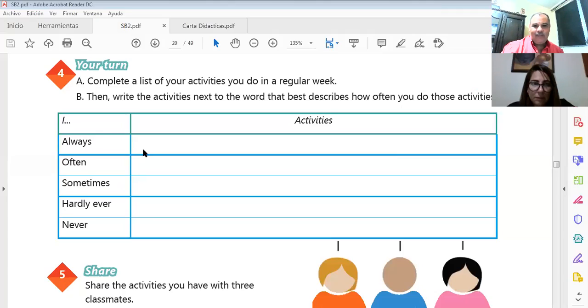Aquí, eso es lo mismo que usted tiene que hacer aquí, Eunice. I always, y lo que me dijo. I often, lo que me dijo. I sometimes, I hardly ever, I never. Okay? Okay, very good. Now, we're going to come back to the groups.